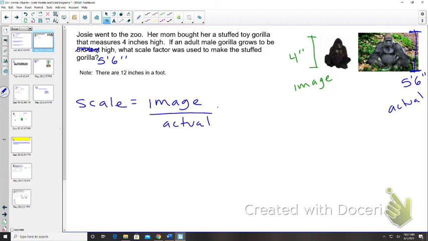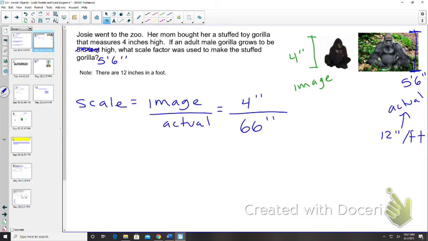For every 1 inch of the stuffed bear, there's 16.8 inches of the real gorilla. So 4 inches divided by, what is the actual size? So 66 inches. It is 5'6". 12 inches per foot, so 12 times 5 is 60, plus 6 inches is 66 inches.